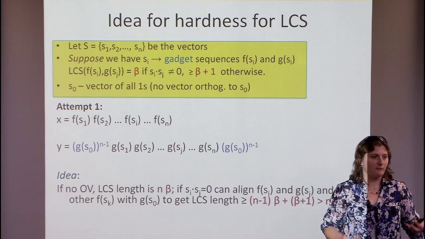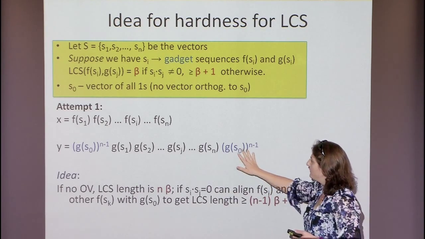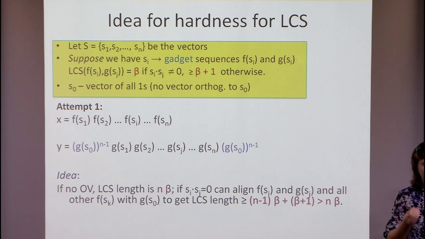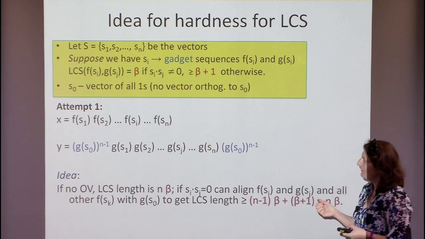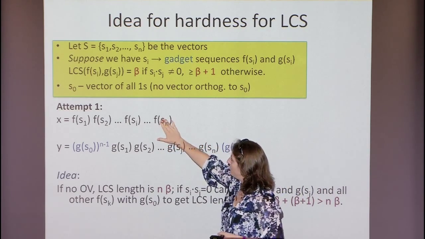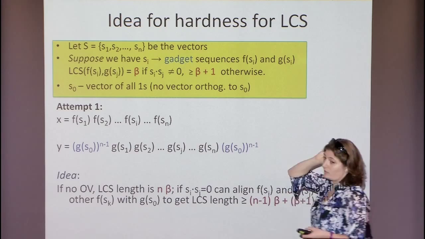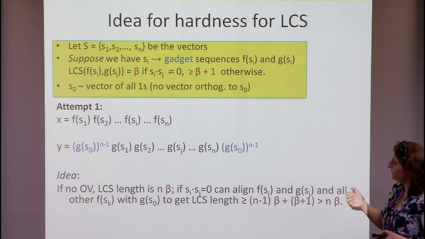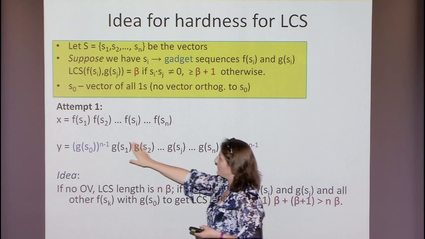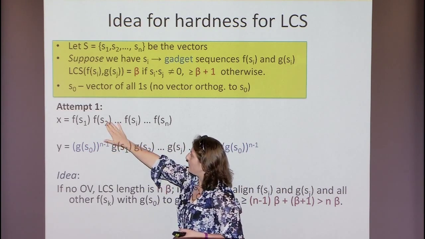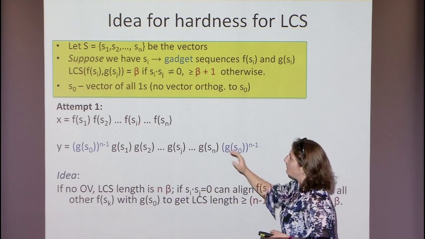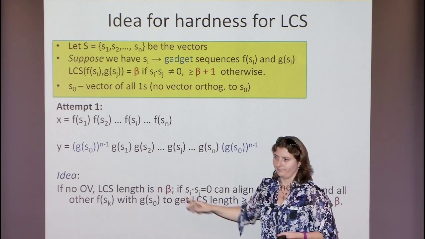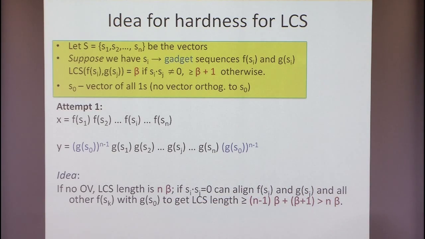If you think of these gadgets as just being one symbol, which is not going to happen, but assume for a moment that they are, and if there's no S sub I and S sub J such that they're orthogonal, then all of them are non-orthogonal. So no matter how I align F of S_I with G of S_J, I will always get beta. So the most I can get is N times beta. This is some heuristic argument.